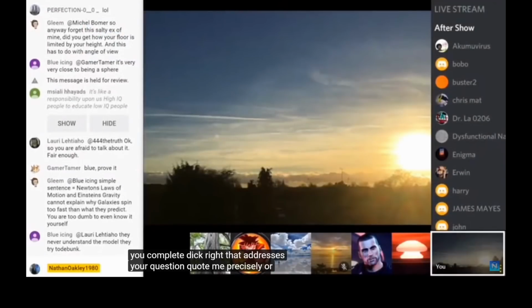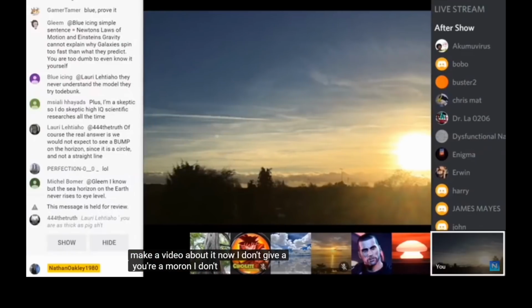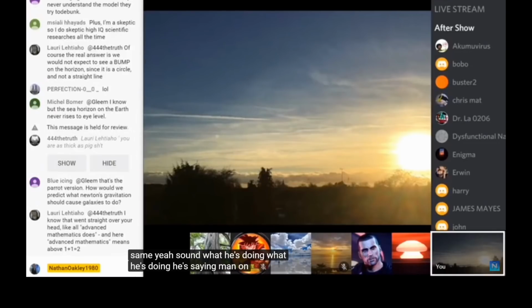Quote me precisely, or I'll make a video about it. No, I don't give a shit. You're a moron. I don't understand what he's trying. The observer and the object are the same distance away. Yeah, I understand what he's doing. He's saying the man on the left and the boat aren't moving. They're the same distance. They're a fixed distance. So there will be no angular size change.